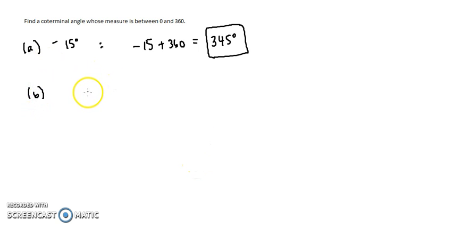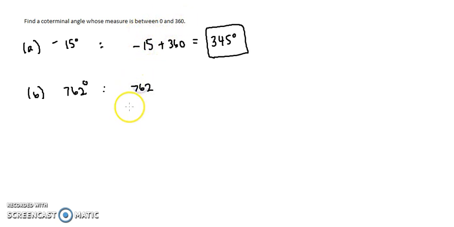Let's say that we have the angle 762. Okay, 762 is definitely not between 0 and 360. So we can see that we're going to have to subtract multiples of 360 to get this into that range. Now there's two ways that you can do this. You can write down some of the multiples of 360 and see what you need to subtract, or you can just start subtracting 360 until you get into that range.